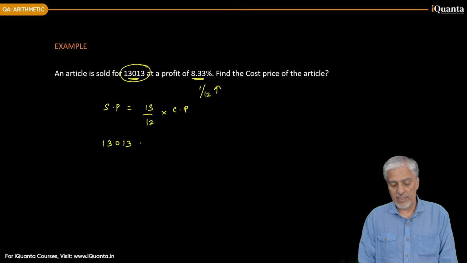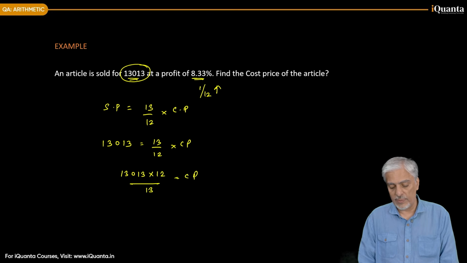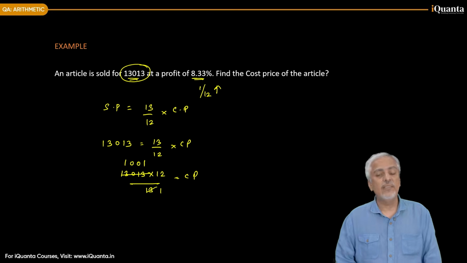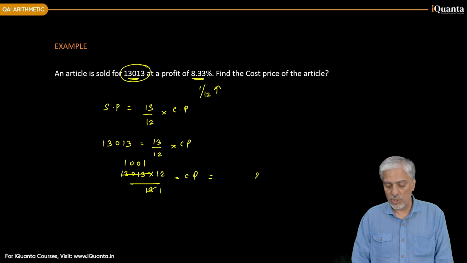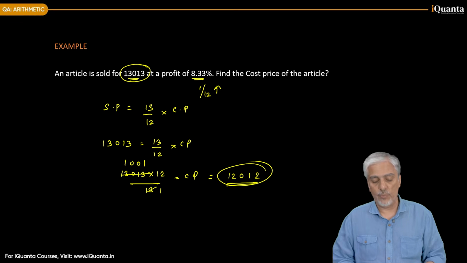13013 is 13 by 12 of the cost price. So 13013 into 12 upon 13 is my cost price. 13 ones are 13, 0, 0, and 13 ones are 13 into 12. That will become how much? 12 ones are 12, 1, 0, 12. So my cost price will become 12,012 rupees.